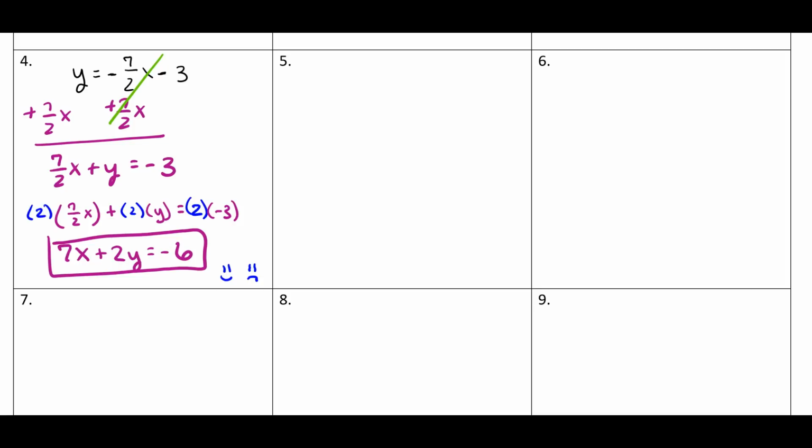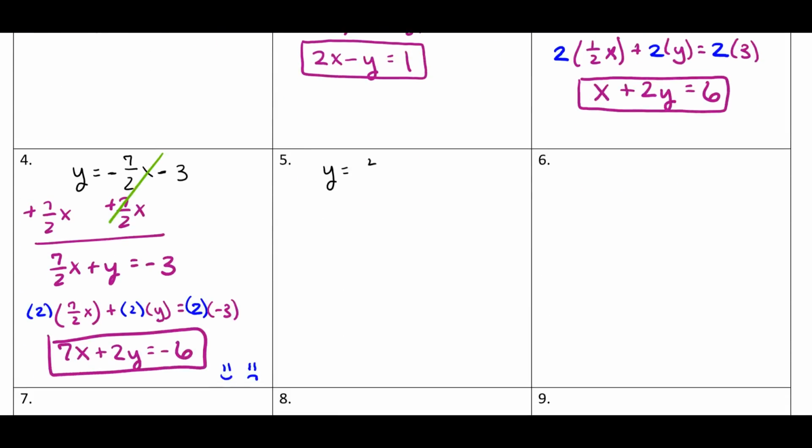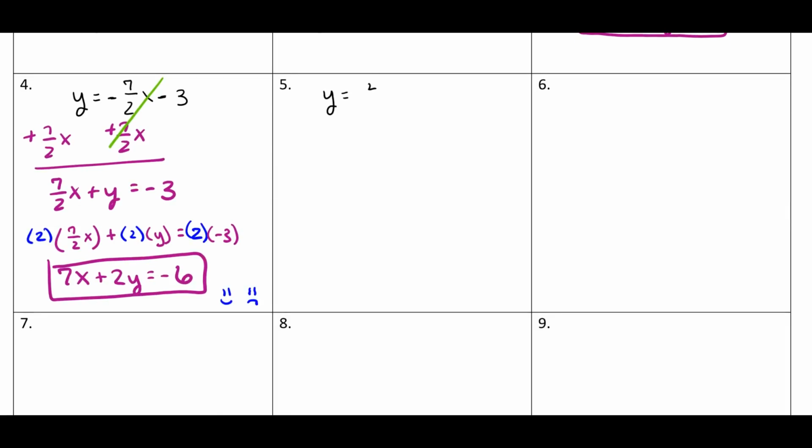Okay, so let's look at number 5. Oh, sorry about that, guys. Let's try that again. y equals 4/3 x minus 1. So the first thing we want to do is subtract 4/3 x from both sides.